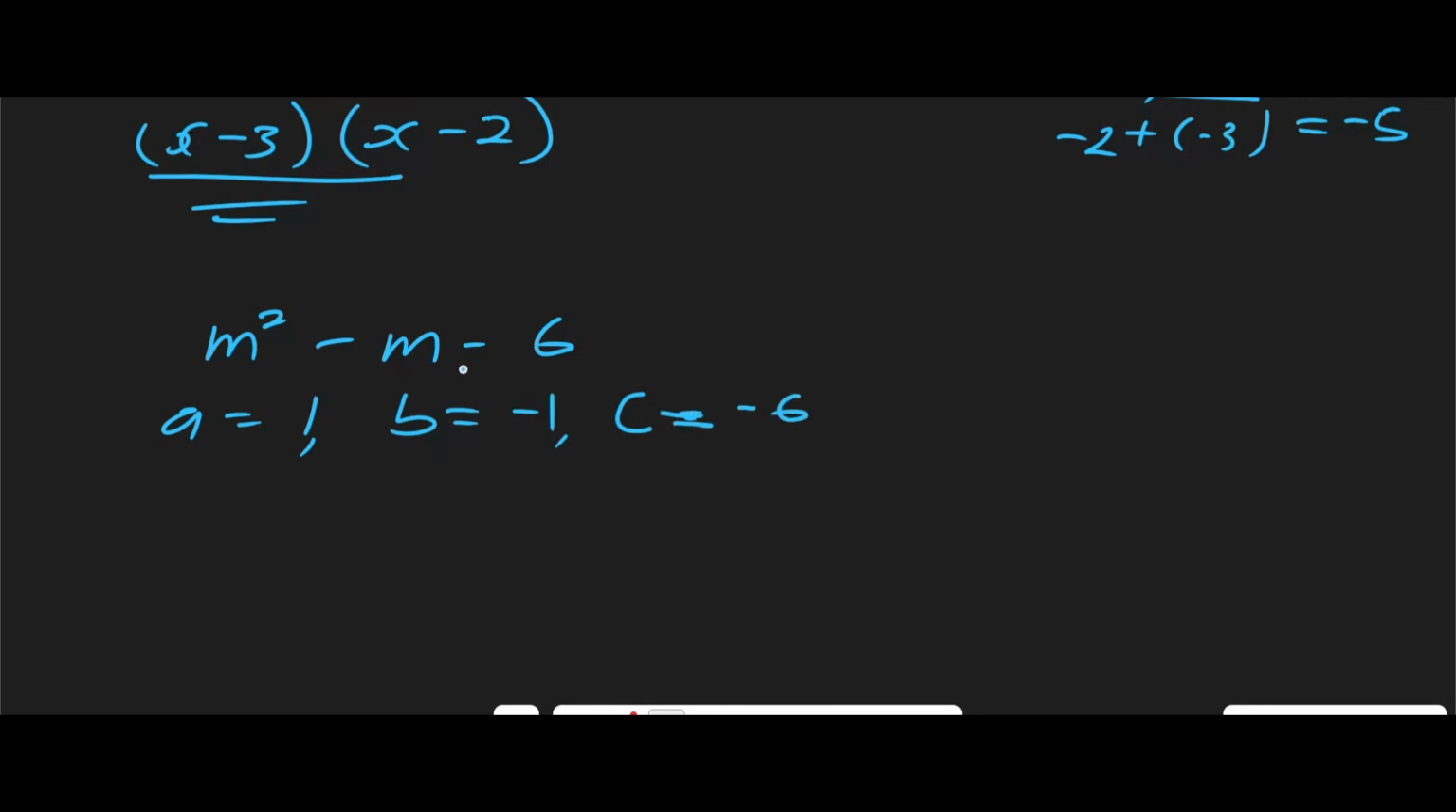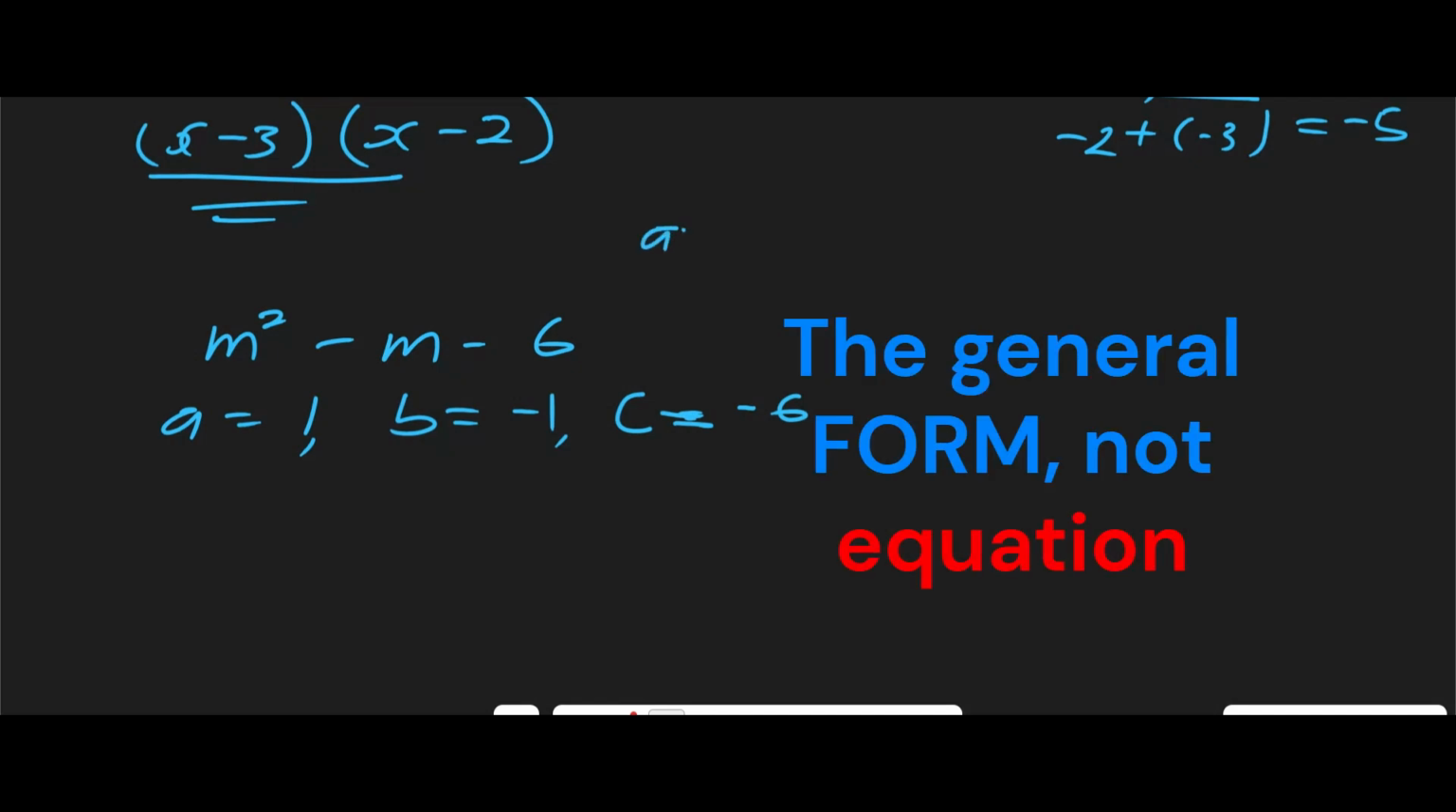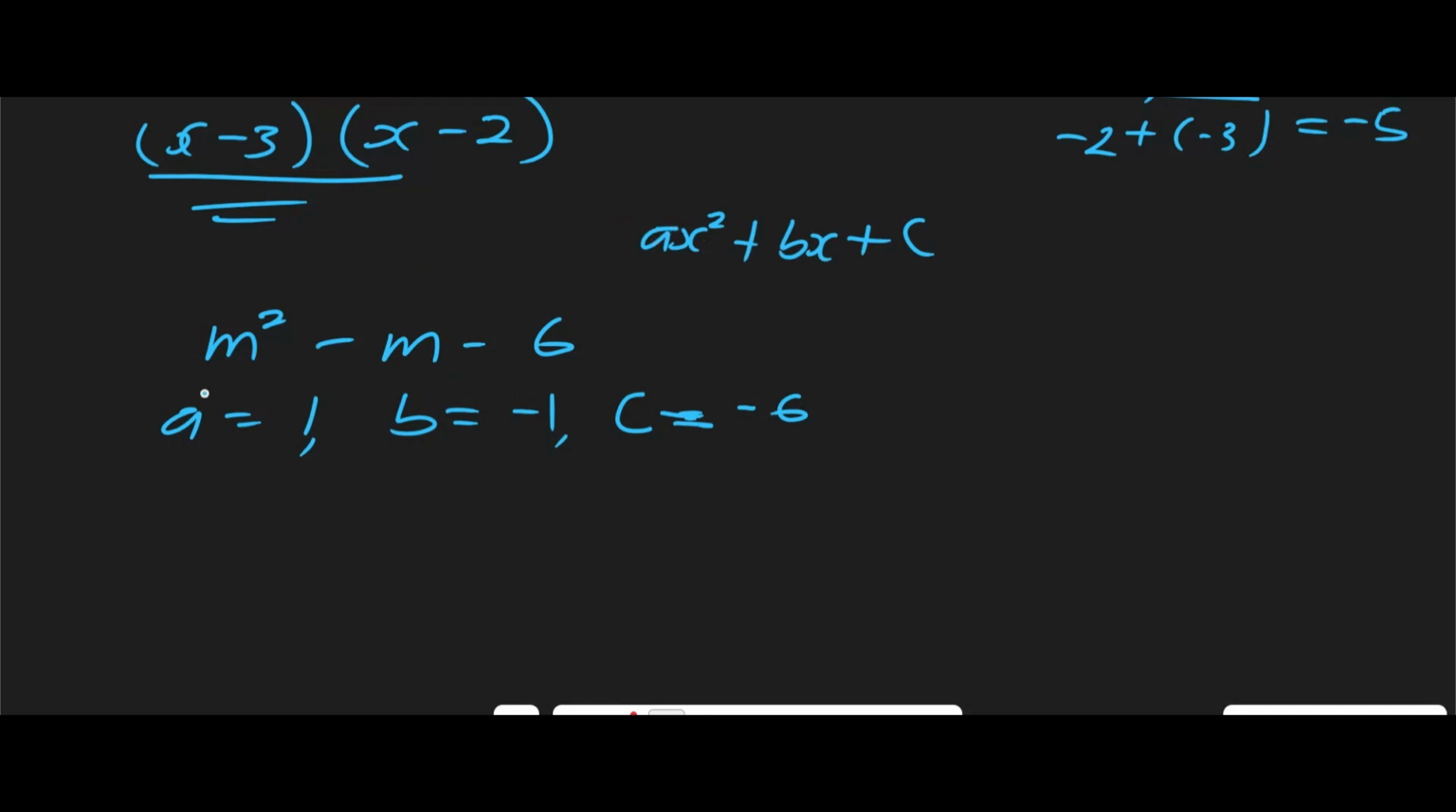I hope you're not confused here because, remember, the general equation is AX squared plus BX plus C. So A is 1. B is going to be -1 because we have this 1 that we don't write. And C is going to be -6. So now let's look for the factors of -6. We have to multiply -6 by A, and that's going to give us -6.